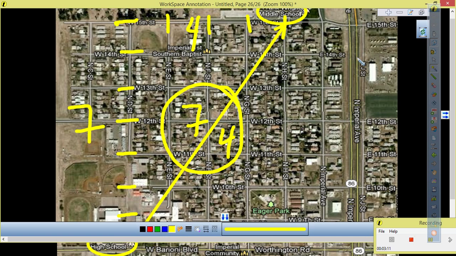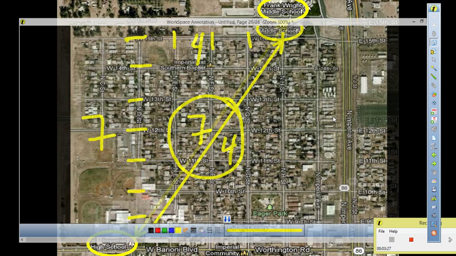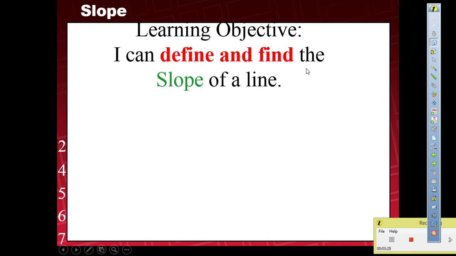Does everybody see that? All right. So once again, not the line. Yes, we see the lines and we can tell whether it's a positive or negative line, but that's just to give us reference as to which direction it's going in inclination. Okay? So with that said, our objective for today: I can define and find the slope of the line. Let's read together. 1, 2, 3. I can define and find the slope.